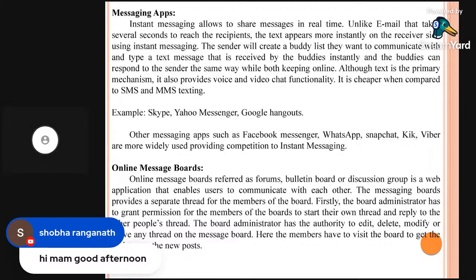Firstly, the board administrator has to grant permission for the members of the board to start their own thread and to reply to other people's. Then the board administrator has authority to edit, delete, modify, or even move the thread on the message board. So here the members have to visit the board to get updates on the new posts.